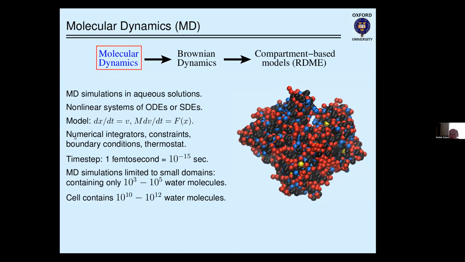If I want to do molecular dynamics, there are a lot of choices I have to make: how to use numerical integrators, how to do constraints, how to model bonds, how to simulate systems at the right temperature. This leads to typical time steps of these simulations on the order of femtoseconds, which means that molecular dynamics simulations are limited to very small domains containing a relatively small number of molecules, but cells contain a lot of molecules. So there's a big difference in size.